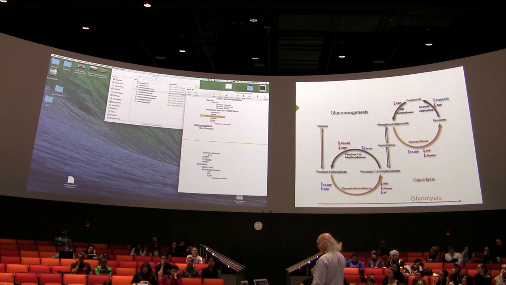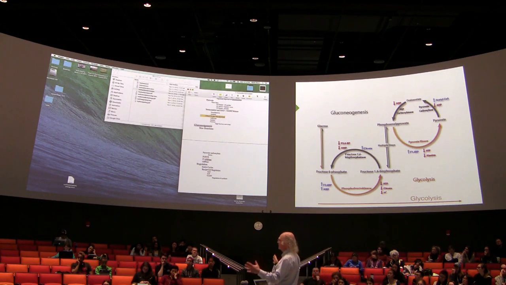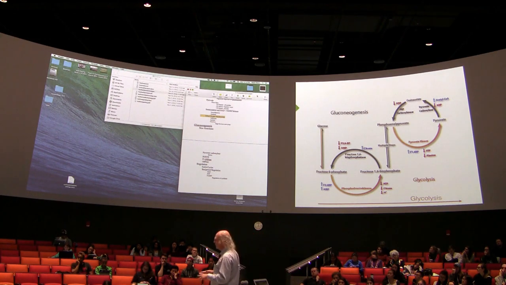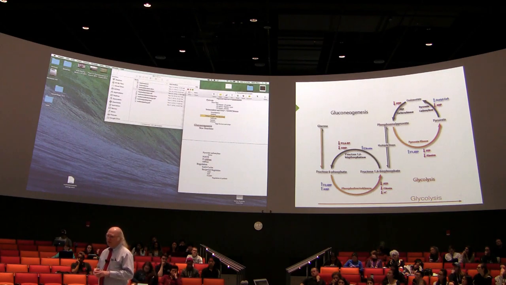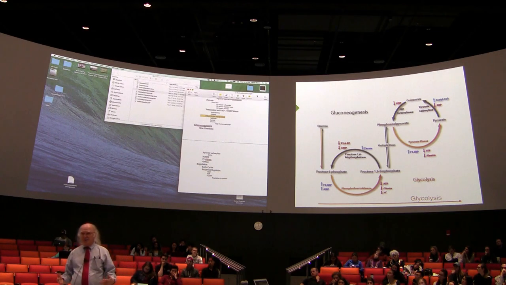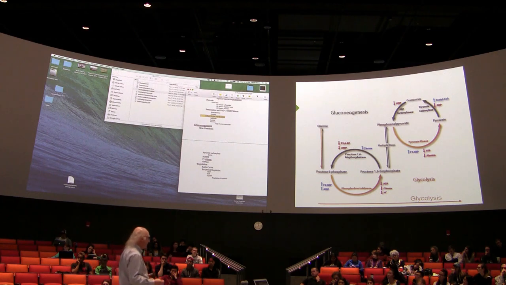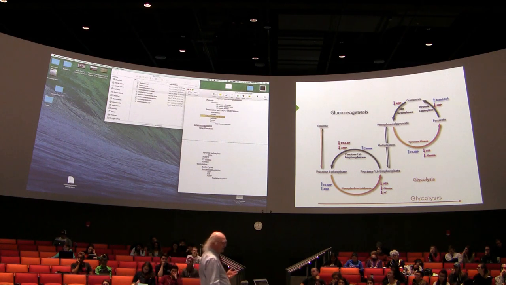Now what she's superimposed, and she hasn't shown hexokinase, because as I said, hexokinase regulation is a little odd, and I don't put it on here. All right? What she's shown on here are the allosteric effectors of each of the enzymes of both glycolysis and gluconeogenesis.